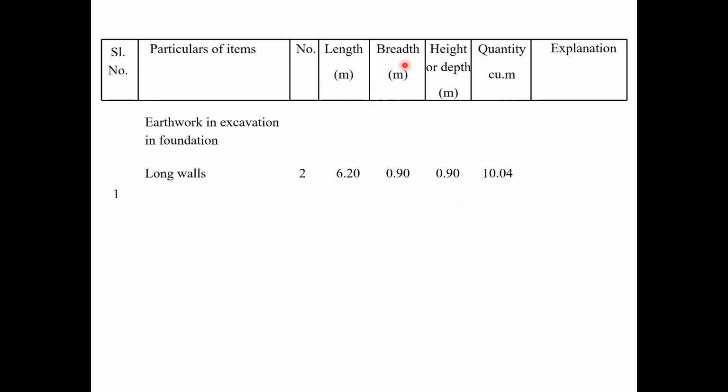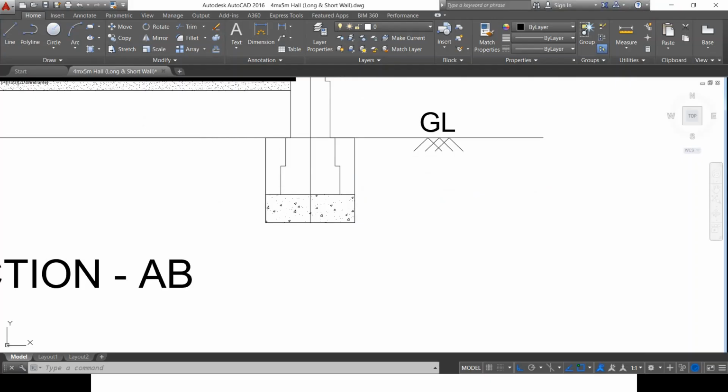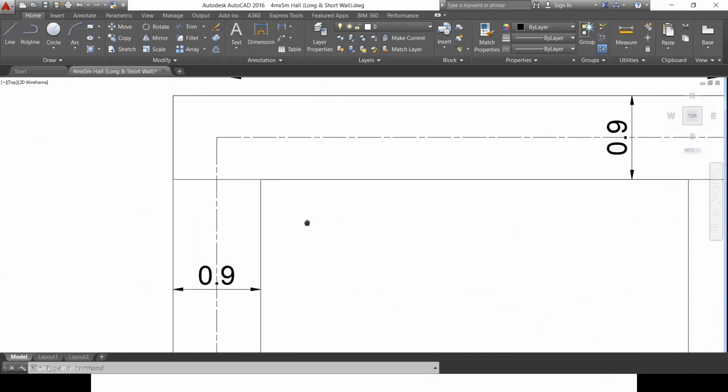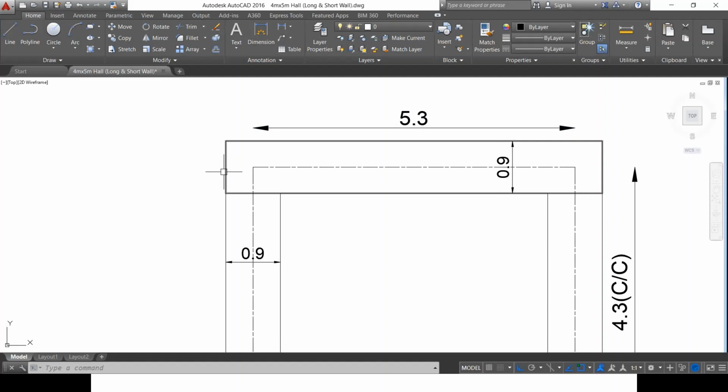Length is in terms of meter, width is in terms of meter, height or depth is also in terms of meter. So multiplying all these, we will get meter cube. So we have the explanation here, or the remarks. In the remarks column, I can show the calculation of length, as to how I arrived at this value of 6.2. We know the length as 5.3 meter plus 0.9. What is 0.9 here? 5.3 is center to center distance, and half of the width here and half of the width here I have considered on both the sides.